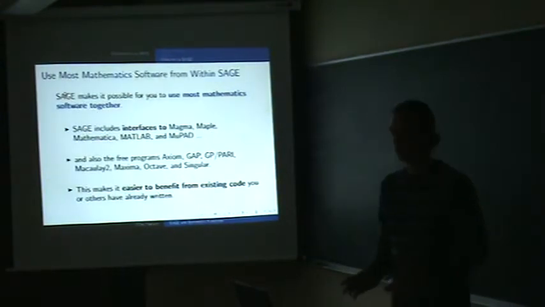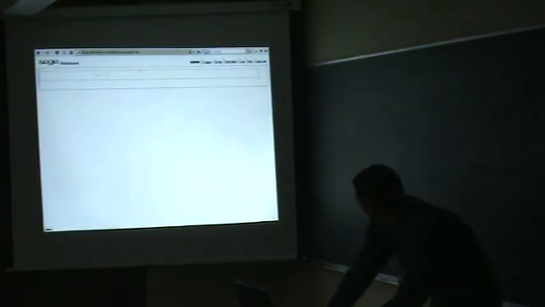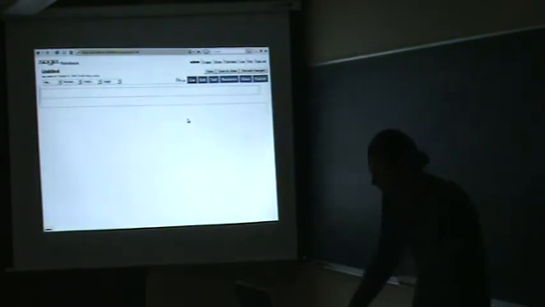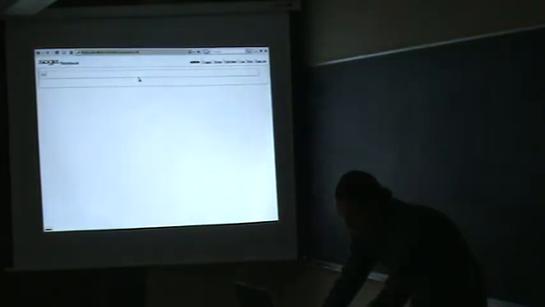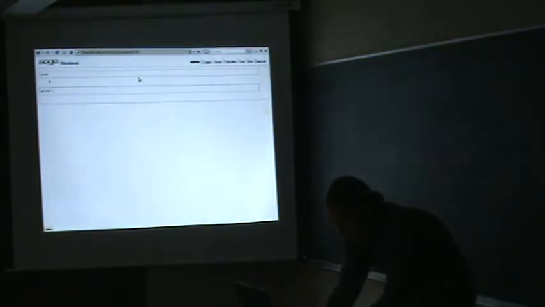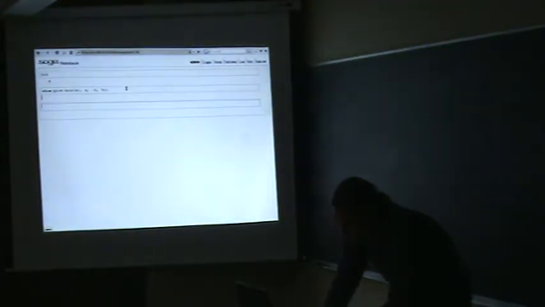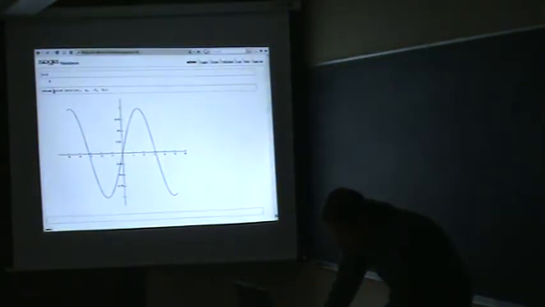So I'll give a little demo of some of these things with using Sage. So here's the notebook. This is a web browser, and I started a new worksheet. So I'm going to hide the bar. And so if I do 2 plus 2, we get 4. You can also do things like, say, plot sine of x between -5 and 5. And then show it in the browser. So it will generate the graphic. And there it is.